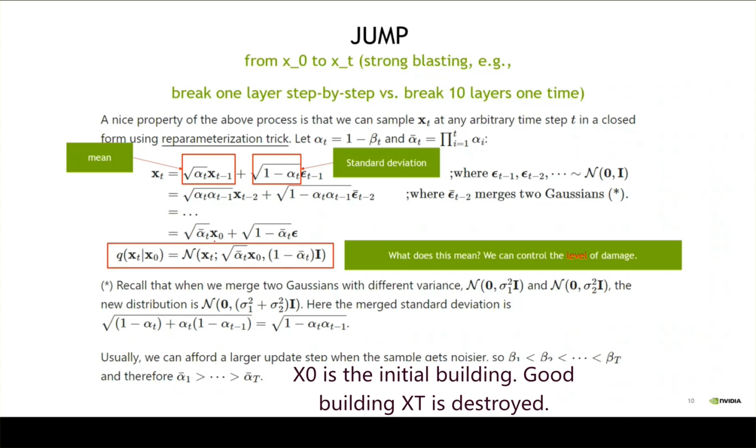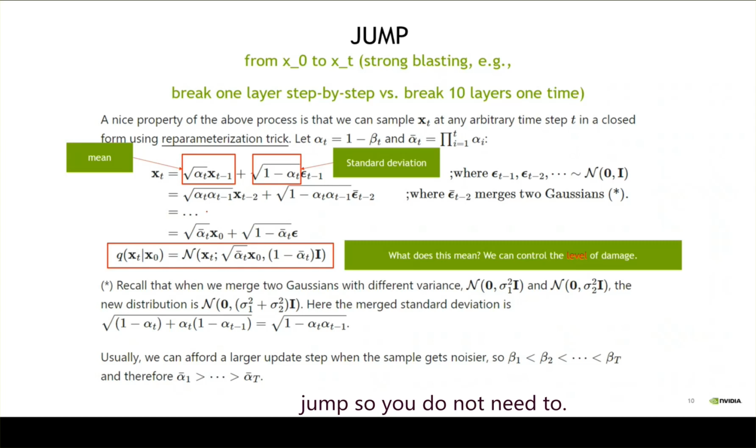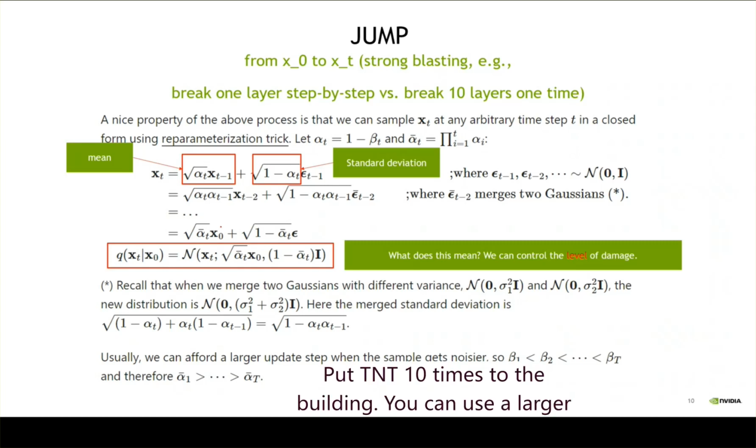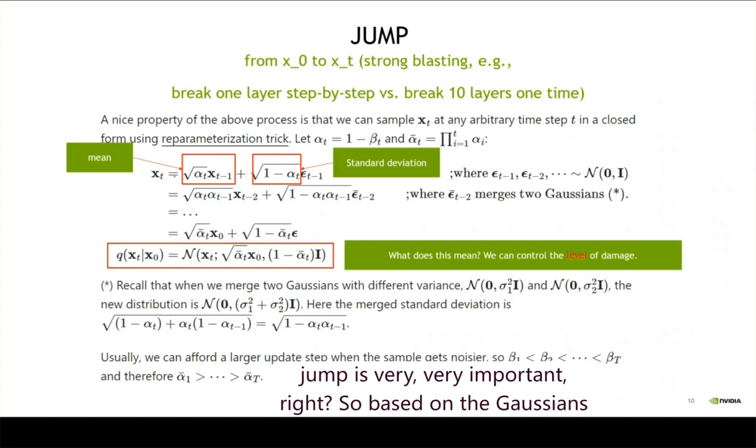X0 is the initial, good building. XT is the destroyed building. So suppose 10 layers are destroyed, right? So it's a jump. You do not need to put TNT on the building 10 times. You can use a larger amount of TNT to explode the building one time, boom, and then the 10 layers are gone. This jump is very, very important.